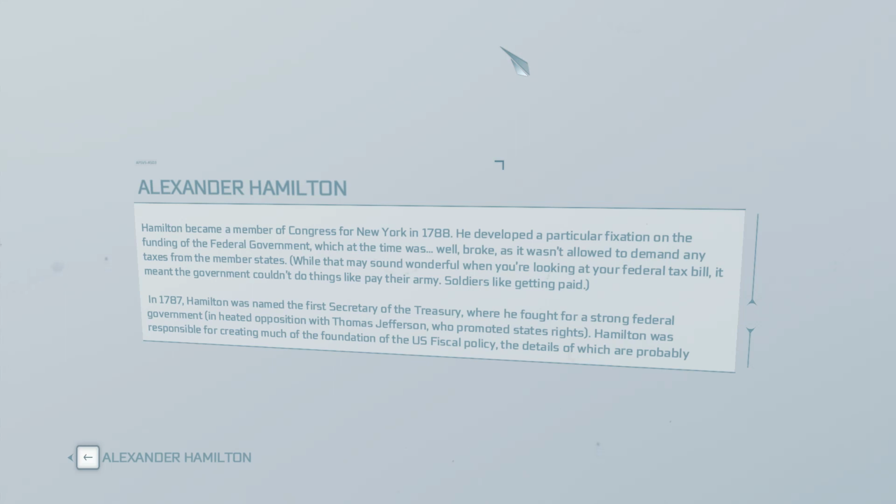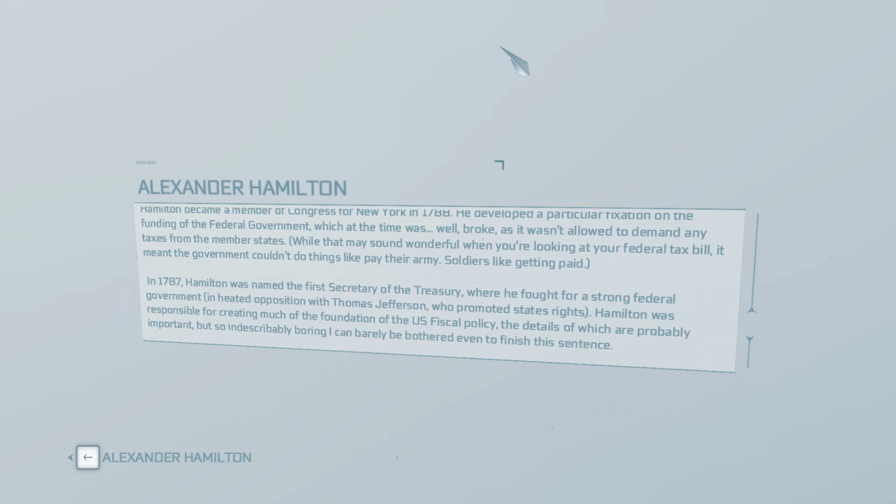In 1787, Hamilton was named the first Secretary of the Treasury, where he fought for a strong federal government in heated opposition with Thomas Jefferson, who promoted states' rights. Hamilton was responsible for creating much of the foundation of the U.S. fiscal policy, the details of which are probably important, but so incredibly boring I can barely be bothered even to finish the sentence. But I did, because I care.